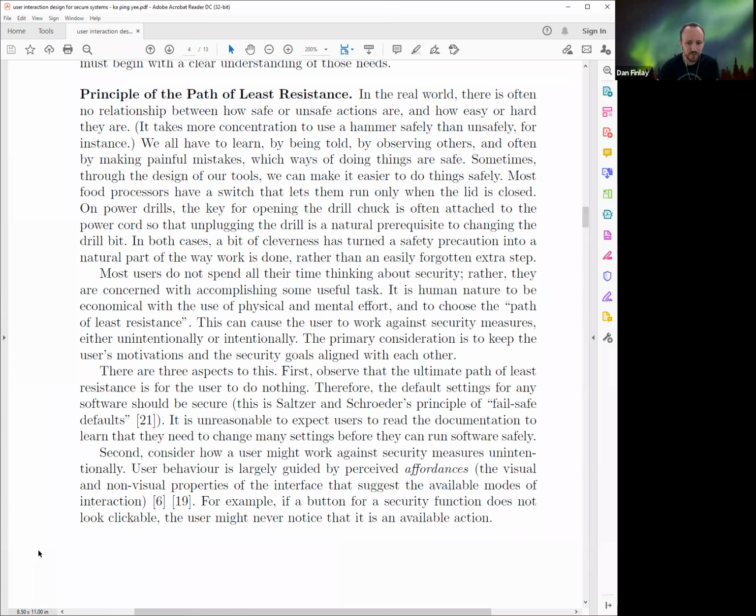Second, consider how a user might work against security measures unintentionally. User behavior is largely guided by perceived affordances. If a button for a security function does not look clickable, the user might never notice that it is an available action. So make your security affordances obvious.